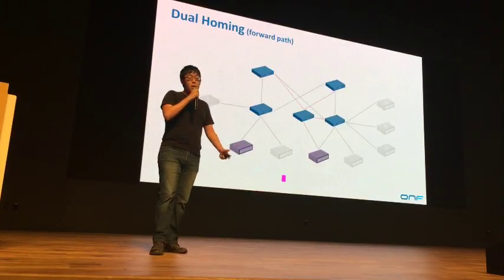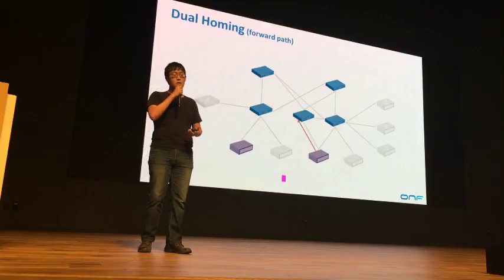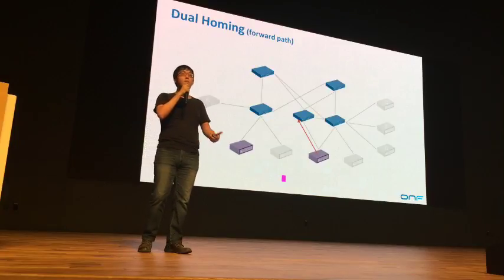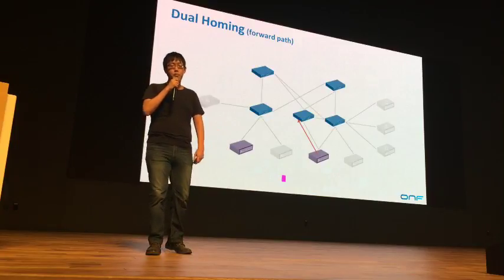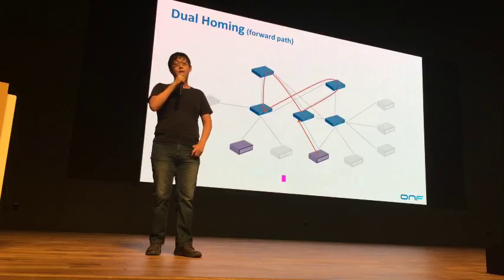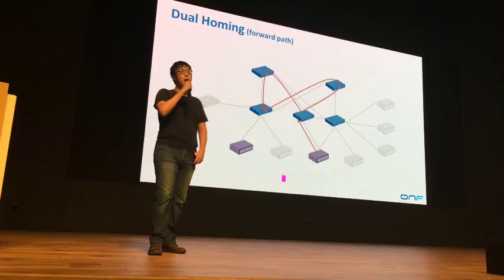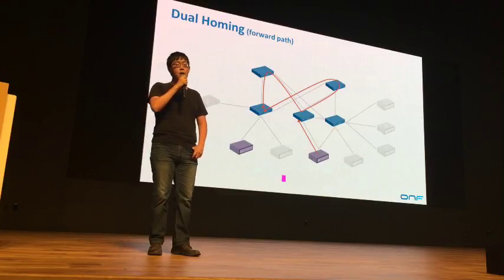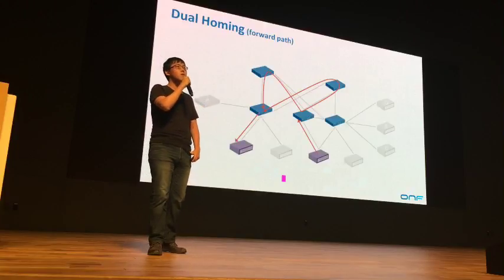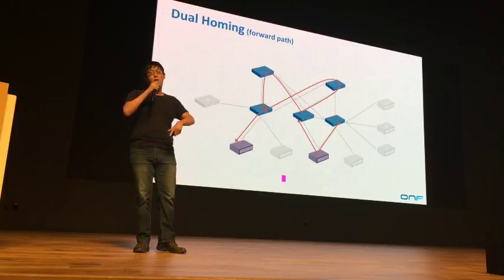So what happens when this dual-homed host wants to talk to other hosts in the network? It will send the traffic according to the bonding interface and the transmit policy. It will pick one. For example, if it picks the left-hand one, then this leaf switch will hash the traffic to the two spines, and then go to the destination leaf, and then the destination leaf will send it to the destination host. It is also possible that the bonding interface chooses the other one, right?